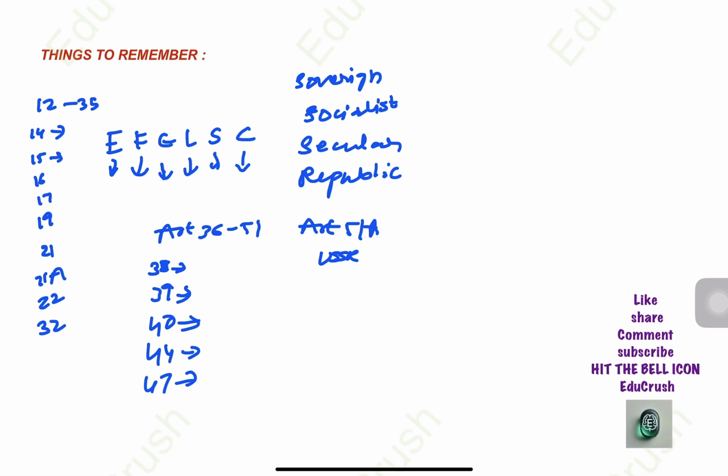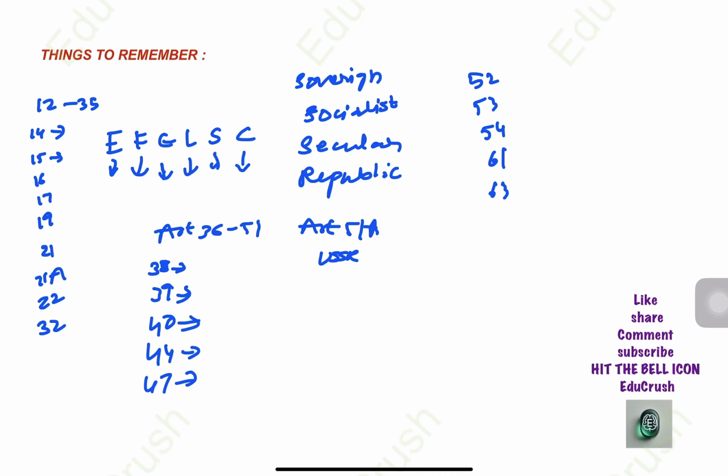Next, coming to the president and vice president, that is from Article 52 to 73. Important articles are 52, there shall be a president. 53, executive power of union. 54, election of president. 61, impeachment of president. 63, VP is equal to Rajya Sabha chairman.